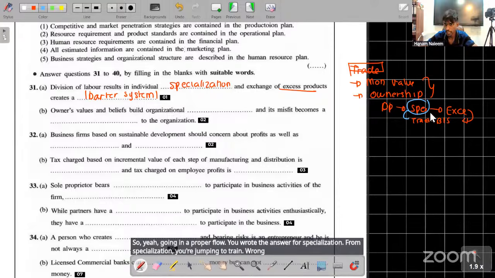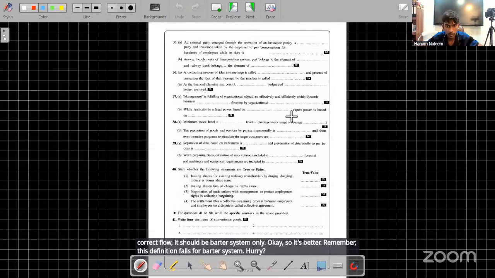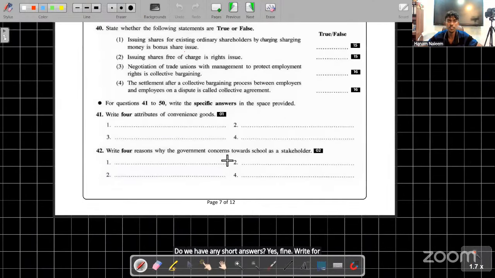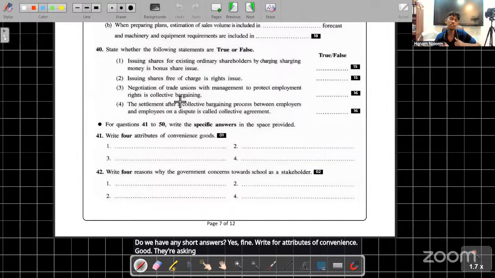Yet if you are going in the correct flow, it should be barter system only. So it's better. Remember, this definition falls for barter system. Correct? Do we have any short answers? Yes. Fine. Write four attributes of convenience good. They're asking all the features of convenience good. Don't write big answers.